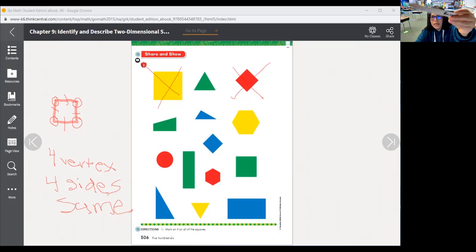Is Russell here today? Russell? I can't remember if I marked him. Yeah, I did. Russell, can you tell me, is this one in the middle a square? The blue one, yes or no?